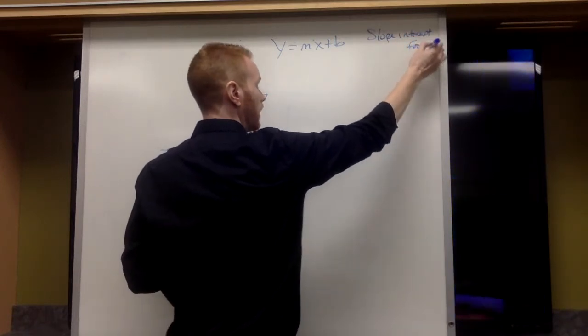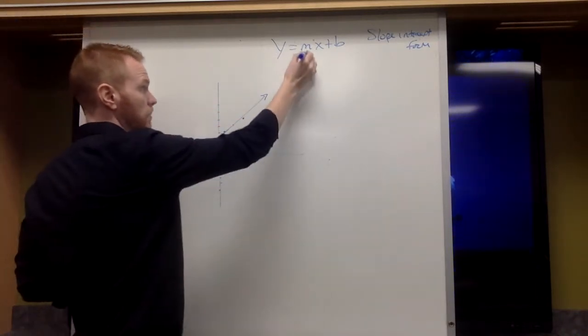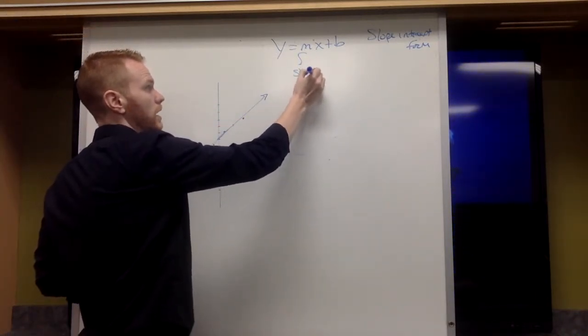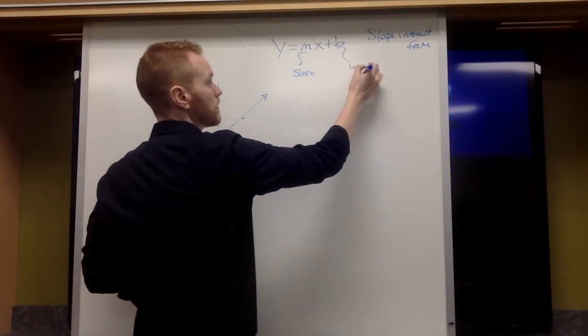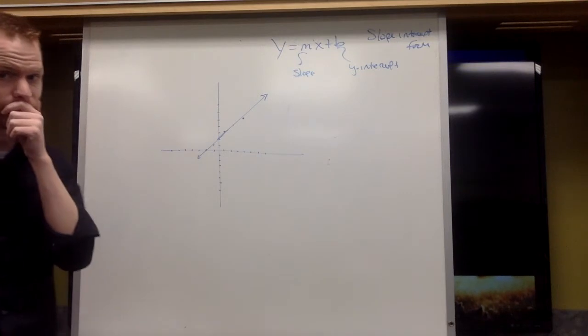Now, why do they call it that? Well, for one thing, there's a slope, and slope is going to be represented by the m value, and there's an intercept, specifically the y-intercept, which is represented by the b value.